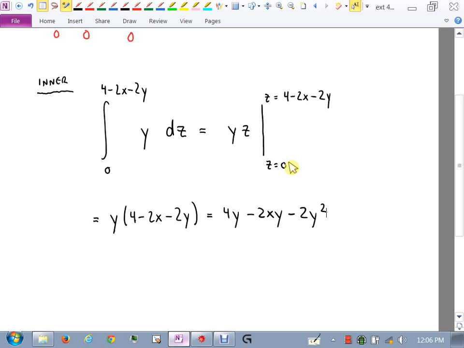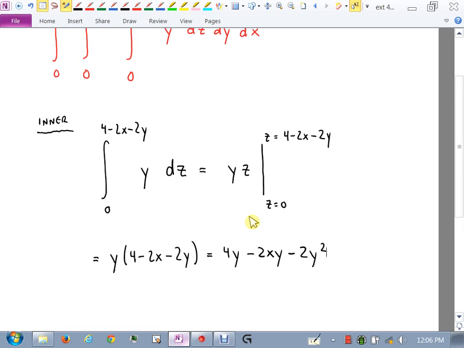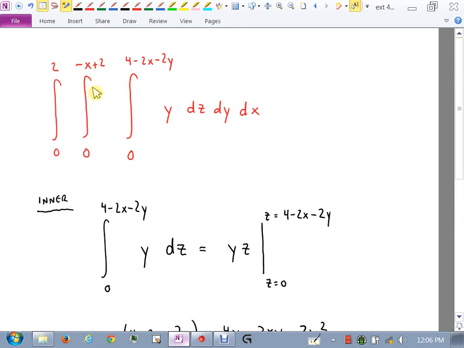And we'll be doing that with respect to y, which will be nice because this will integrate pretty clean. And then we will be replacing y with 0 and y with negative x plus 2, finishing that out, and then integrating that with respect to x, replacing x with 0 and 2, and then you could finish it out.